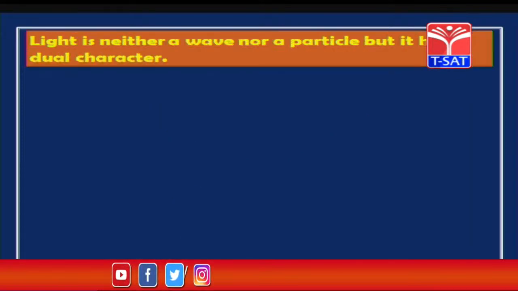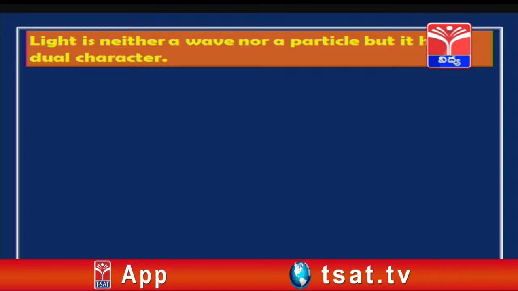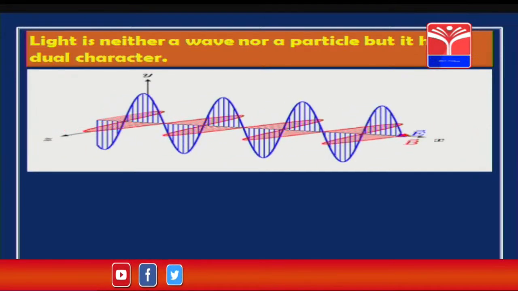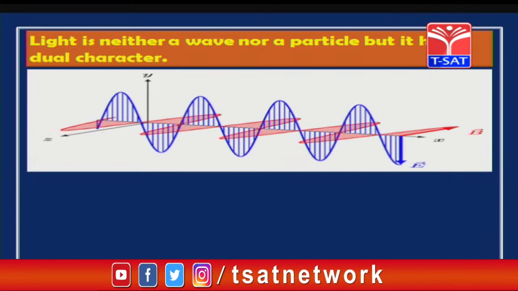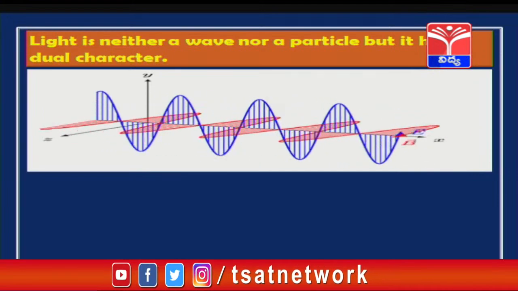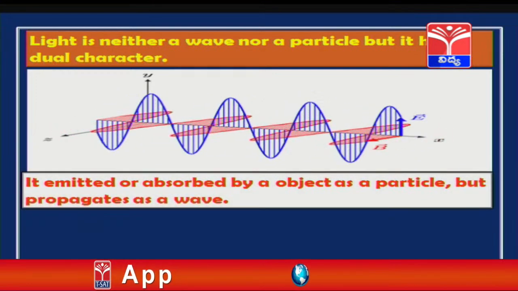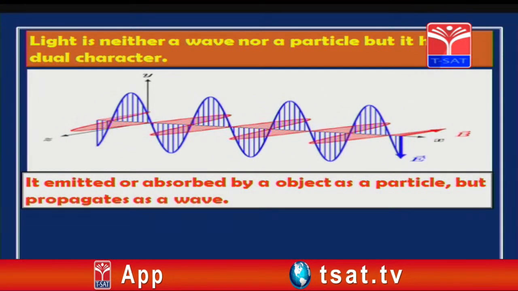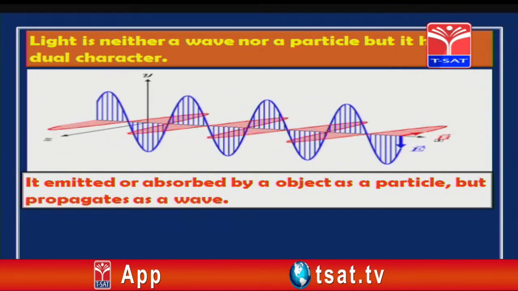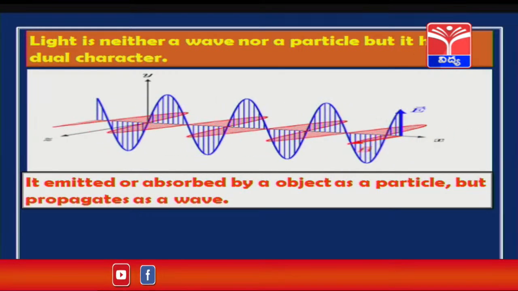Students, remember, light is neither only a wave nor only a particle, but it has a dual character. Light has particle character as well as wave character. Here we can see light is an electromagnetic wave, it travels in the form of a wave. It is emitted or observed by the object as a particle, but it propagates as a wave.